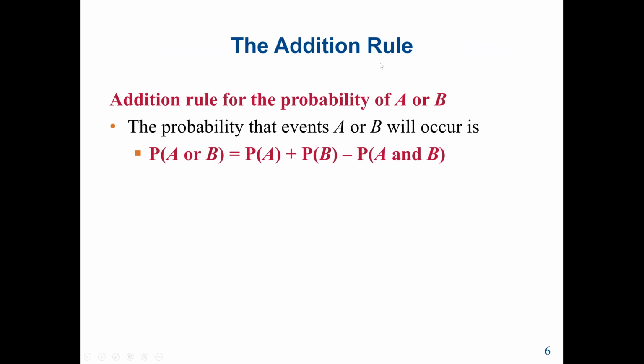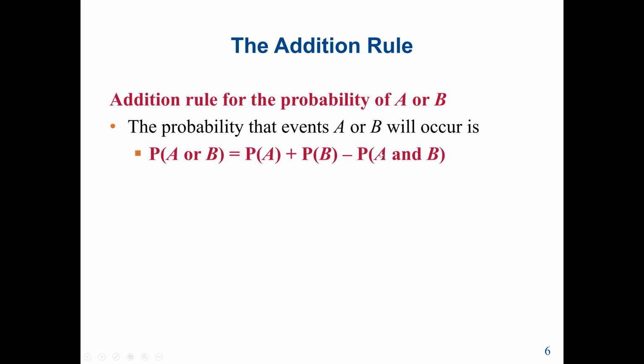Now we go to the addition rule. Here we have the addition rule for the probability of A or B. Now for addition, we use the term or. And we can remember from the previous lectures, for the multiplication rule, we use A and B. So here we say the probability that event A or B will occur is: probability of A or B equals probability of A plus probability of B minus probability of A and B.